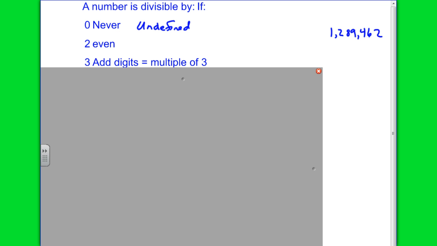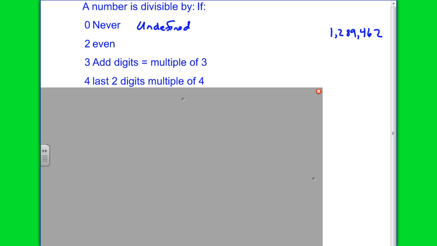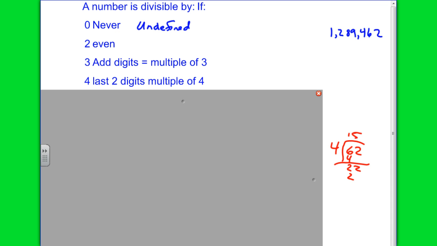I don't think anybody knows it really. And it is, look at the last 2 digits. Is 62 divisible by 4 evenly? 62 divided by 4 goes in 15 times with a remainder. Is it divisible by 4 evenly? No. There's a remainder. So is that whole number divisible by 4? No. The last 2 digits is all you have to look at.